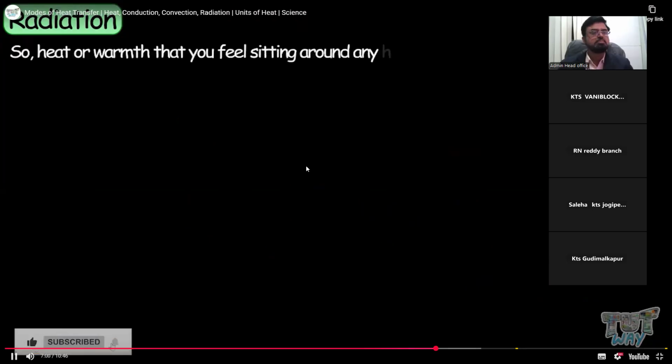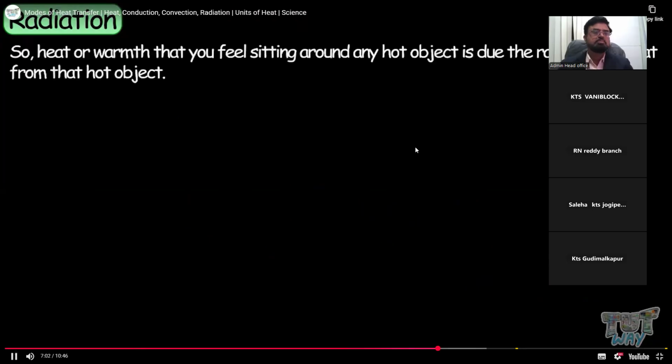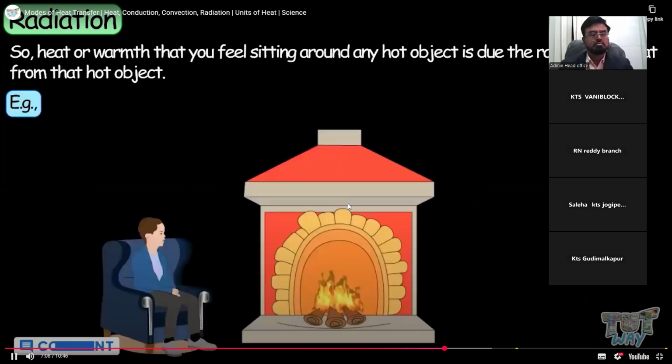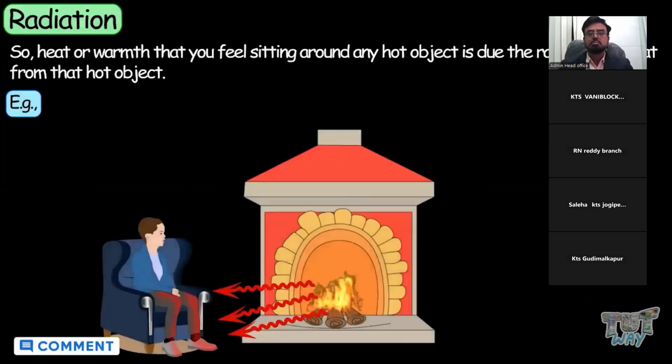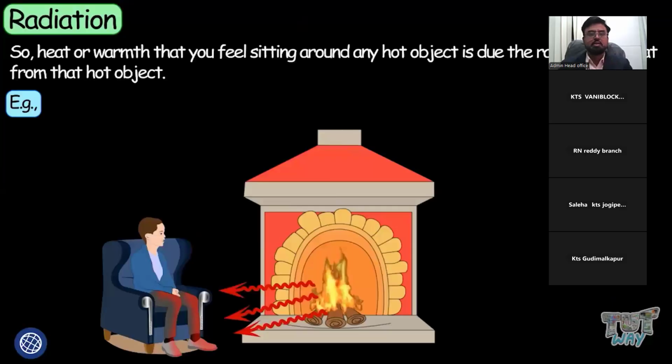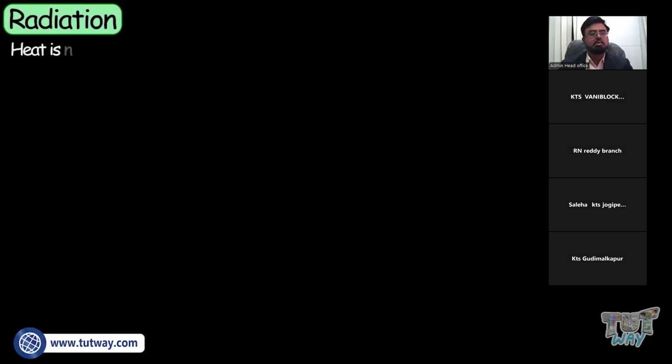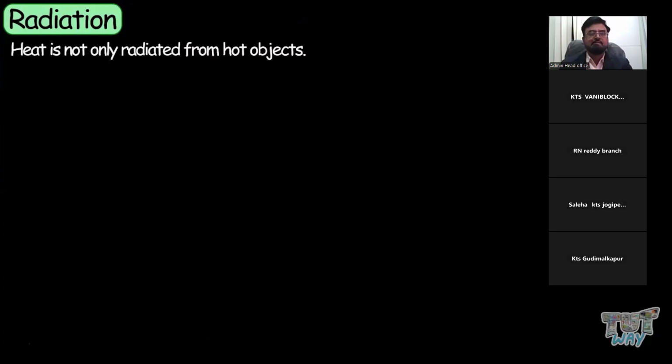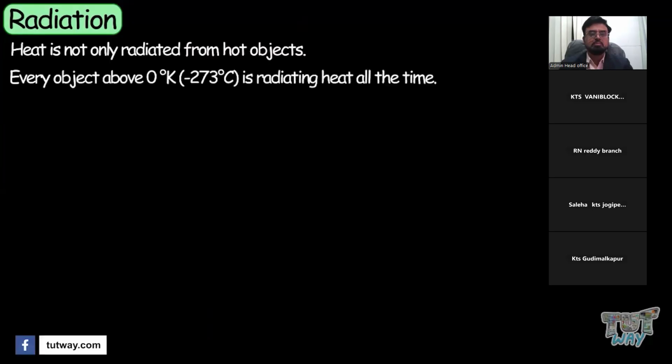So the heat or warmth that you feel while sitting near any hot object is due to the radiation of heat from that hot object. For example, sitting near a fireplace, you feel warmth due to the radiation of heat from the fire. Heat is not only radiated from hot objects. Every object above 0 degrees Kelvin or negative 273 degrees Celsius is radiating heat all the time. Yes, every object.